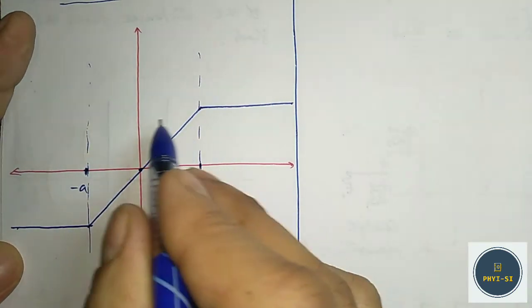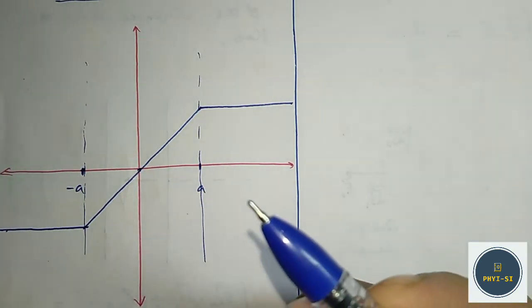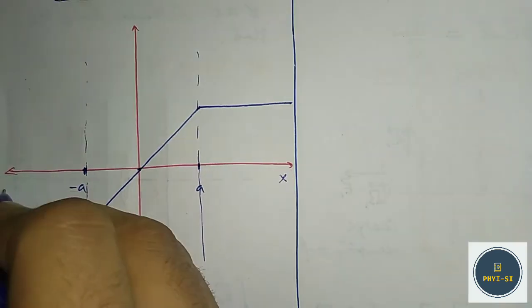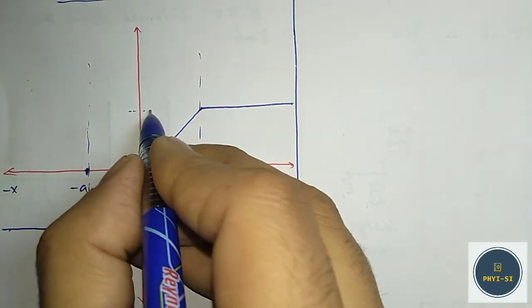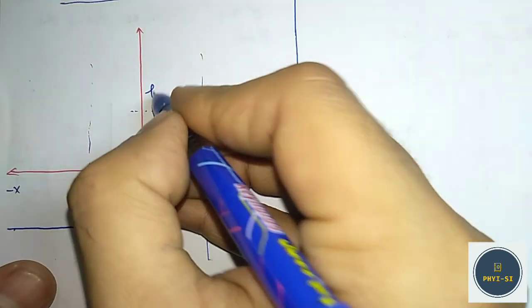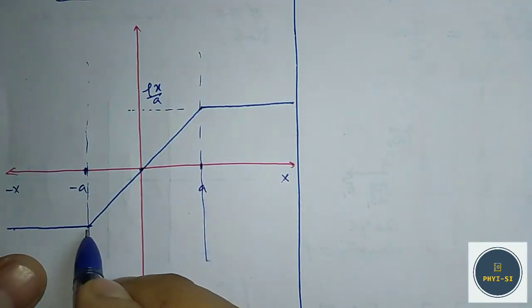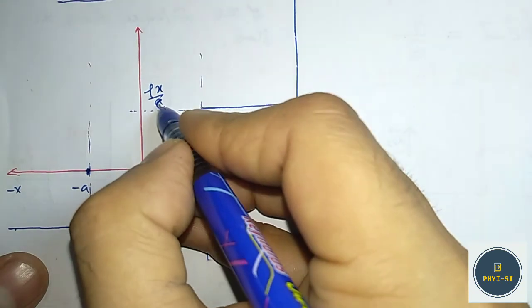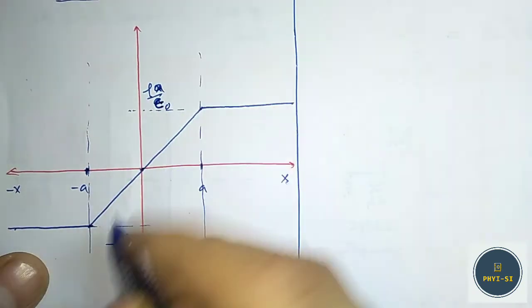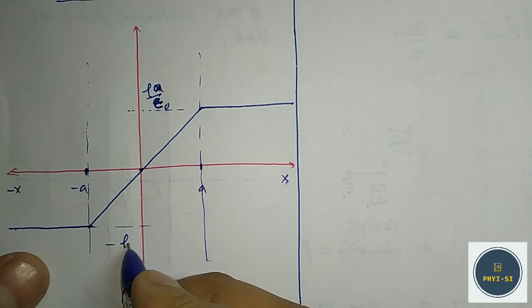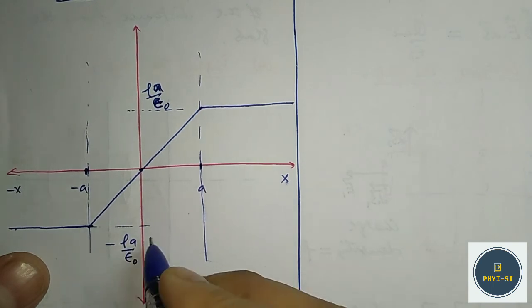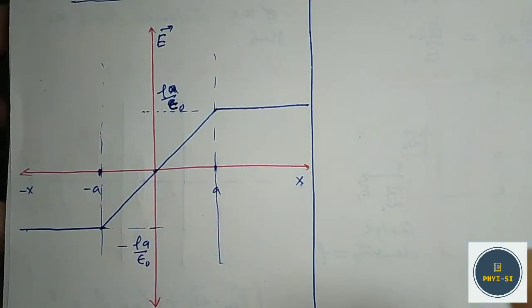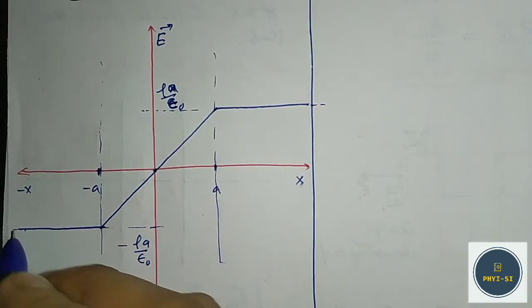Inside the slab, the electric field depends uniformly on the distance x. This is the x-axis, and what is this value? This is rho a over epsilon naught, and this is minus rho a over epsilon naught. This is the electric field. So you see that it is a simple problem.